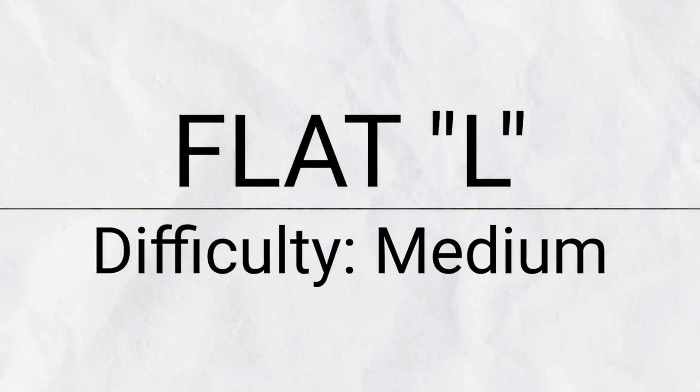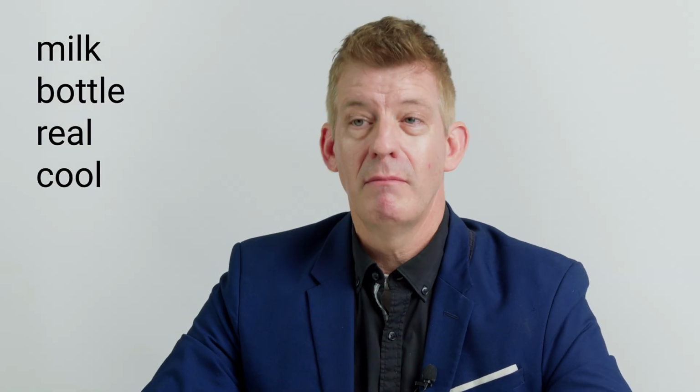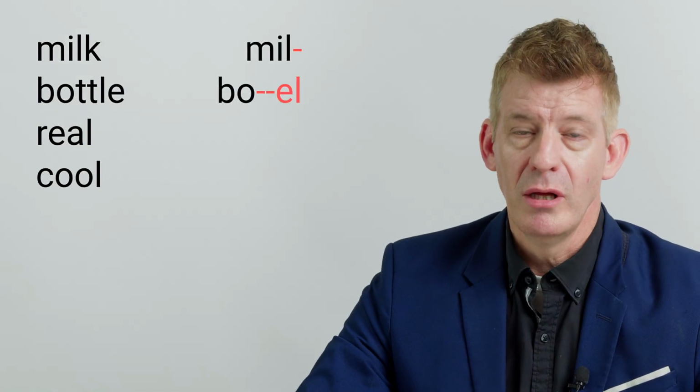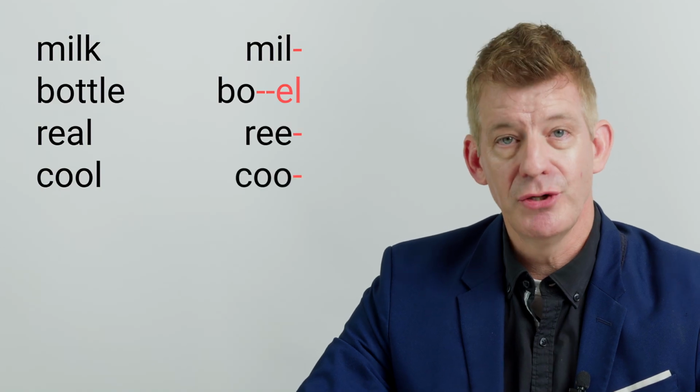Step 4. Flat L. Now the next step in MLE is the L sound, which becomes more vocalized, especially at the end of words. Here are a few example words. In RP, we have milk, bottle, real, and cool. Now in MLE, these example sounds will sound like milk, bottle, real, cool.